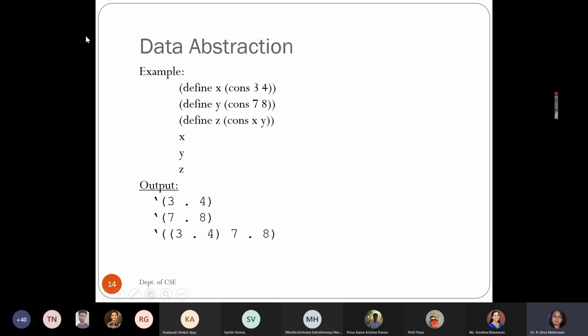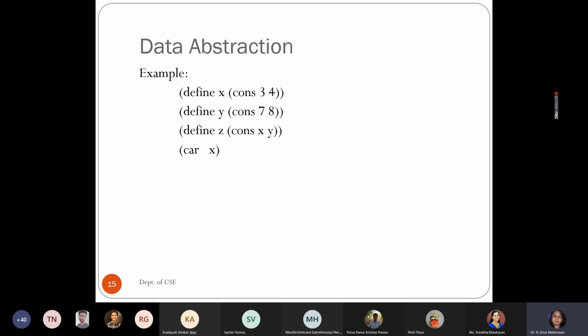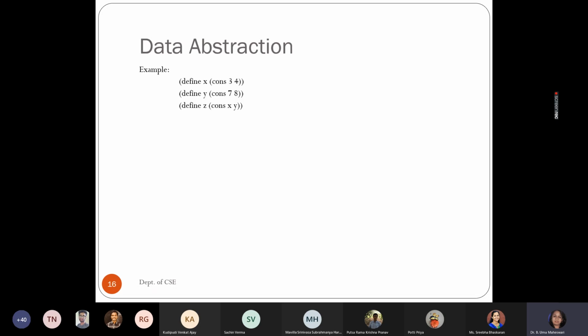So after all, if you look at it, z is nothing but complex data. Now I can construct complex data by using the primitive procedure cons, right? So with this, slowly I'm going toward doing arithmetic operations on the rational data. Let's look at it now. We already know this concept: car of x, cdr of x. By using this concept, I'm going to find the numerator and denominator.